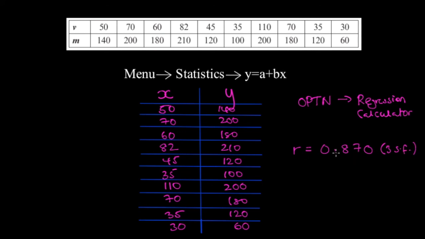So our value for R, 0.87, is close to 1, which indicates a strong positive correlation, which means a linear regression line would indeed be suitable for this set of data.